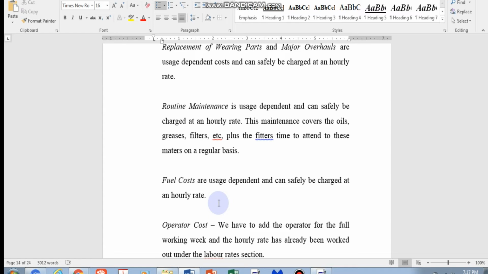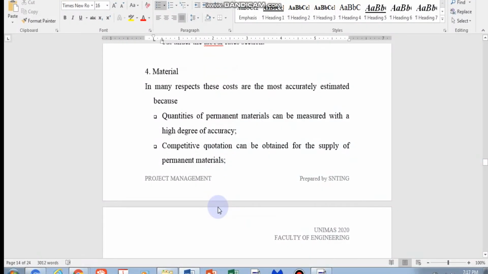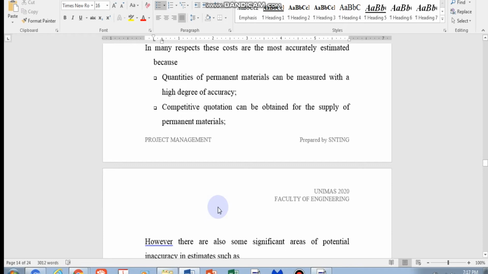So what we're going through now is how you come up with that rate. That rate must include all these things. For material, of course, we have our permanent material, which is usually by cubic meter, by square meter, formwork and all that.